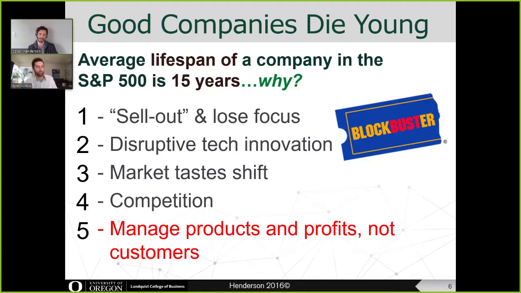It's like we have money, let's just buy our way out of this problem, and that rarely works. The other thing is, yeah, technology shifts, and people don't account for that. Market taste shifts, so that's just consumers are changing. Competition knocks them out. And lastly, they just manage products and profits and not customers.